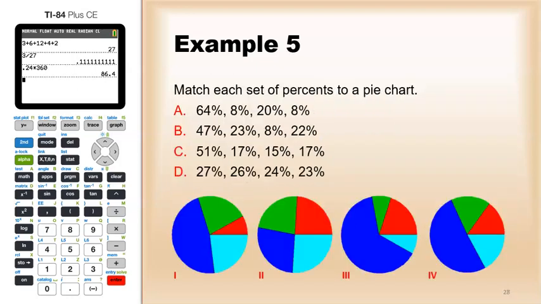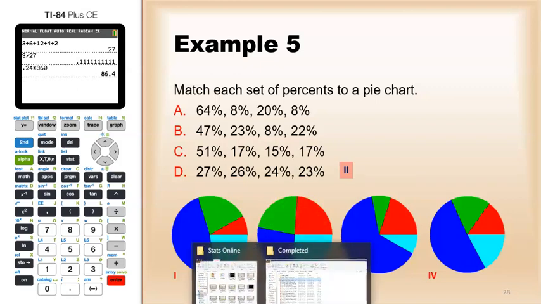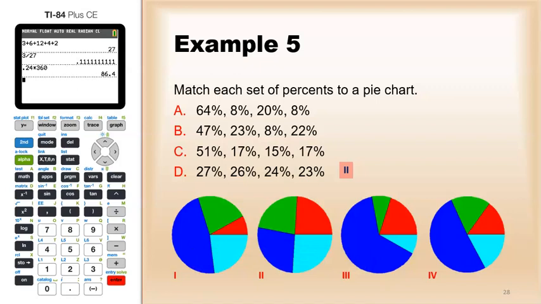All right, another one. Say I have a bunch of pie charts here. I want to match them up to the different percents. So you might want to pause the video and see if you can figure this out ahead of time. Okay. For me, you can take your pick how you want to start this. I noticed the second one here, all the pieces are about the same. So that looks like it would match up with D, since D is the one where the percents are all the same.